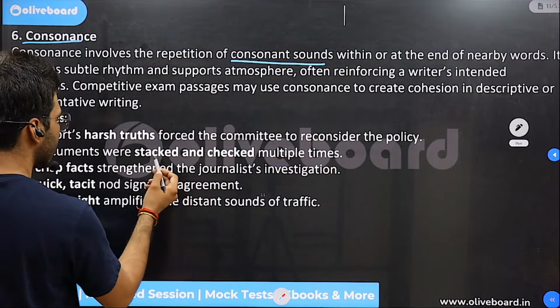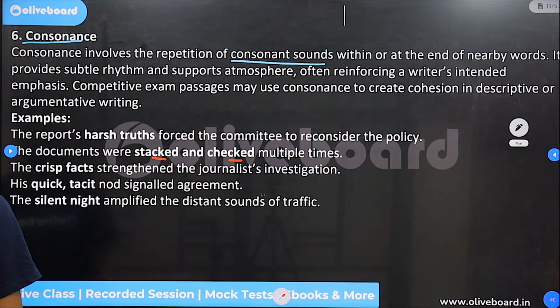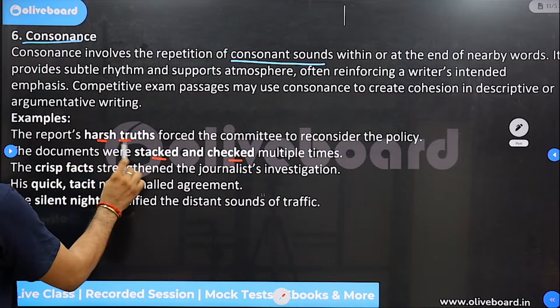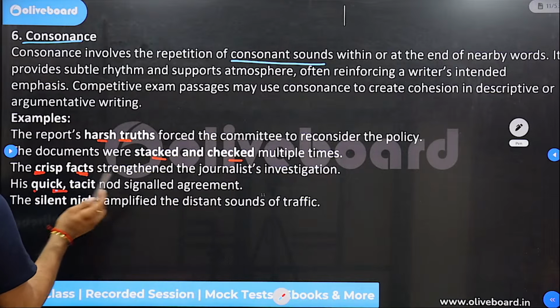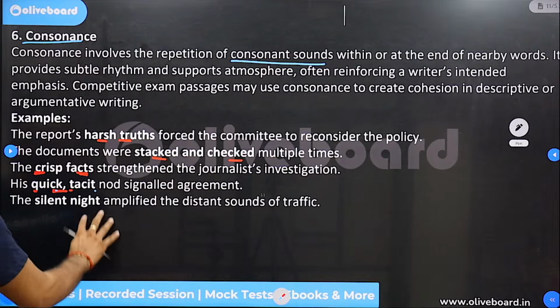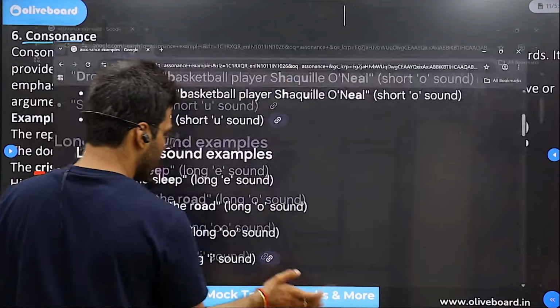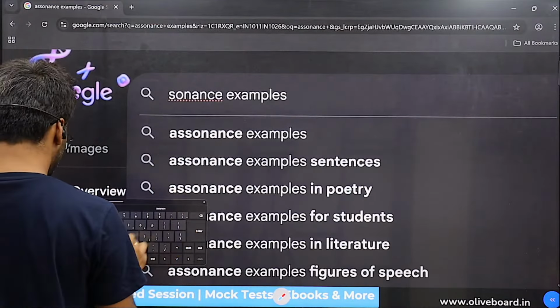I'll use Google for this now. Stack, K here. Check, K here. Harsh, R sound. Truth, R sound. Crisp, K sound. Fact, K sound. Quick, I would say a couple of K sounds. Tacit, K, T, and such. Let's use Google for easier words. That was assonance, another one is consonance.